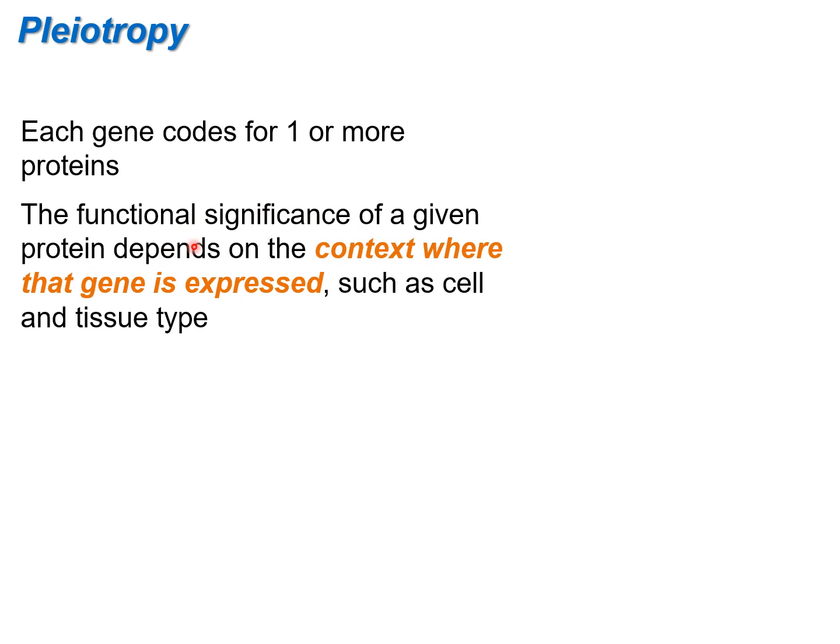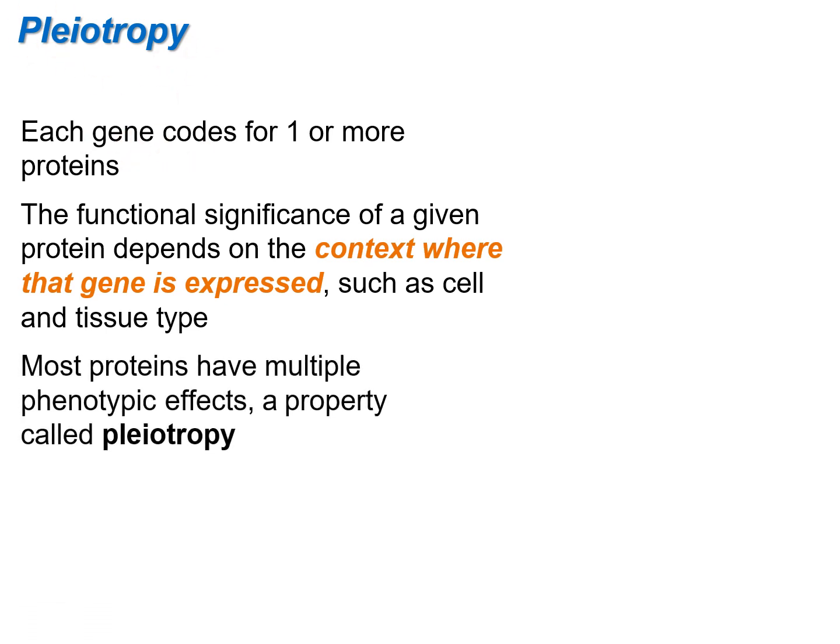The issue with pleiotropy is that there is context there: which cell expresses it, which tissue type expresses it, and how much is expressed. That's the idea of pleiotropy, that we're going to get different effects even though we may have only one gene. Multiple phenotypic effects means multiple effects.